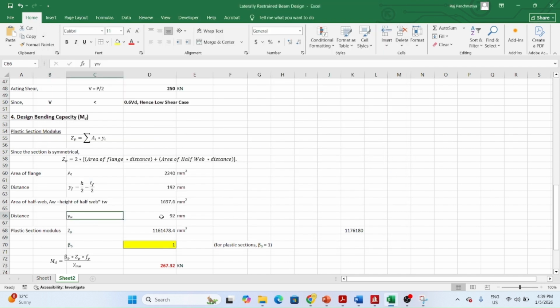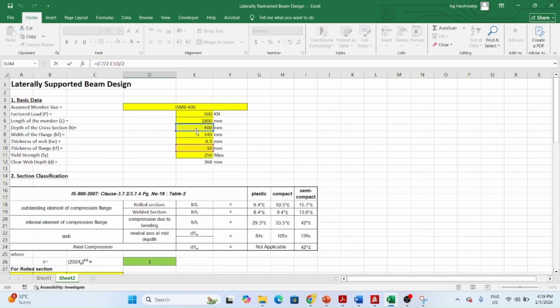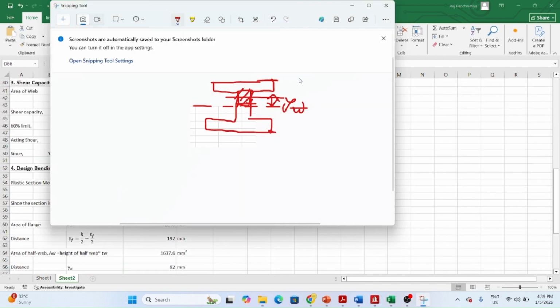Okay, so how to calculate this? That will be the total depth, that is 400 divided by 2, minus the flange thickness, and that overall value divided by 2, right? That is, this total is h by 2. I will subtract this, so I will get this height, and this height divided by 2 will be my YW.